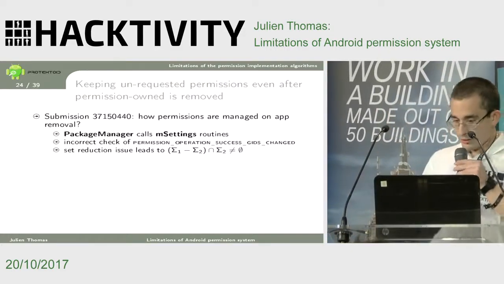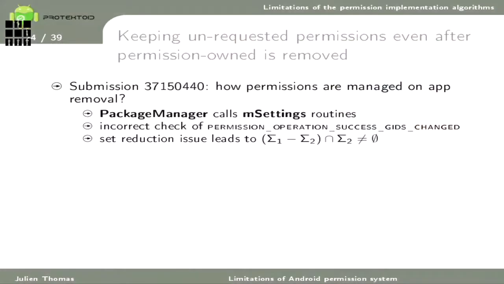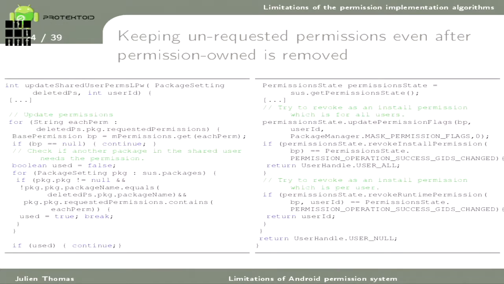Okay, so another issue is how to keep an unrequested permission even after the application that defined it is removed. Here again, we have 2 applications on Marshmallow, and here we don't care about API compatibility, that say they want to access internet, Bluetooth, contacts and calendar. I put the source code here, and then I will explain the case. Here we have an interesting routine, which is called update shared user permission.